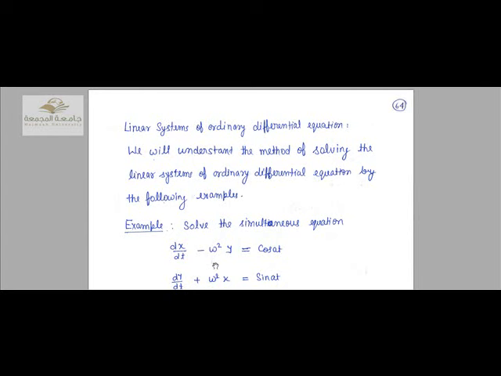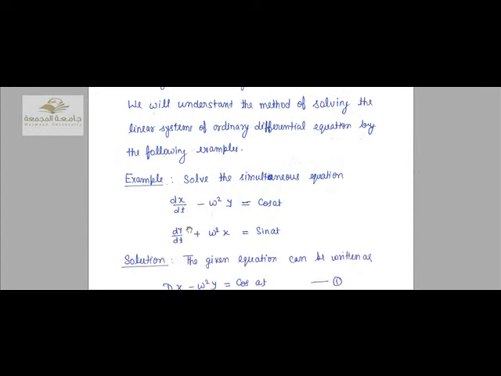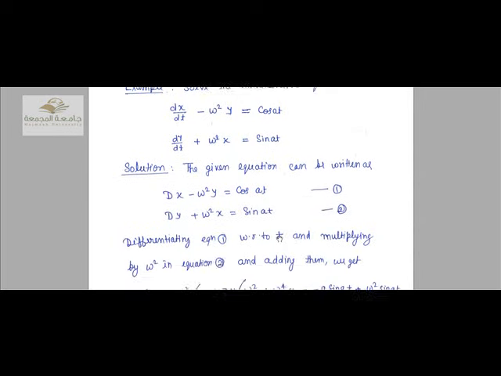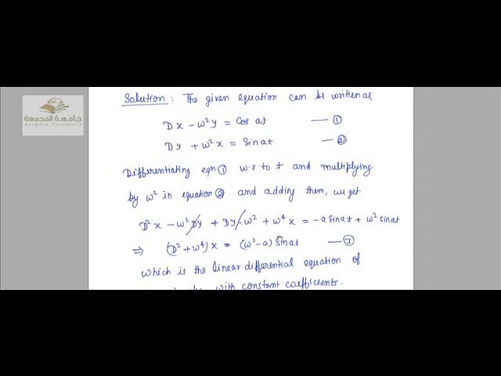example 1. Solve the simultaneous equations dx/dt − ω²y = cos(at) and dy/dt + ω²x = sin(at). Solution: the given equations can be written as Dx − ω²y = cos(at), equation 1, and Dy + ω²x = sin(at), equation 2.